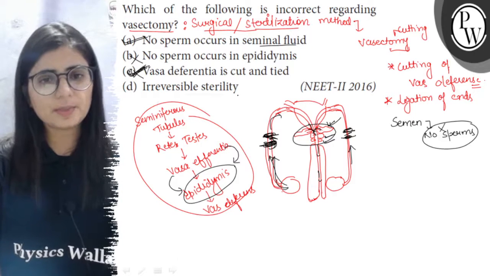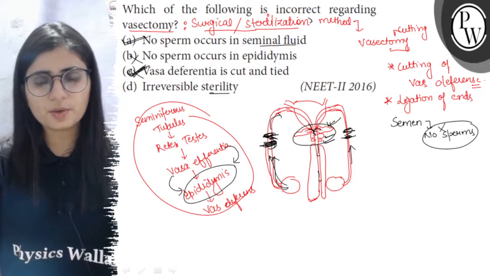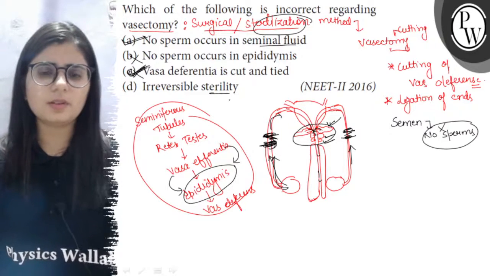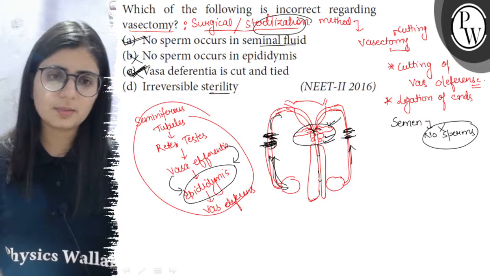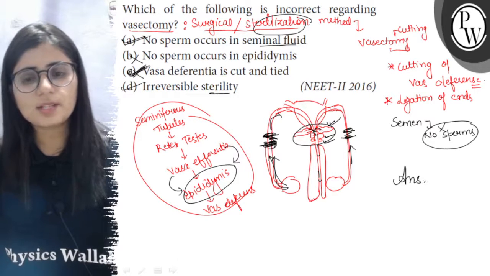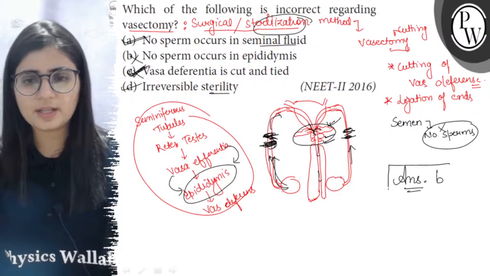Then irreversible sterility. So this is true because I told you that these are the sterilization methods. So there are very few or the nil chances of the reversibility. So this is also true. So the only wrong statement here is option B. So it is the right answer.